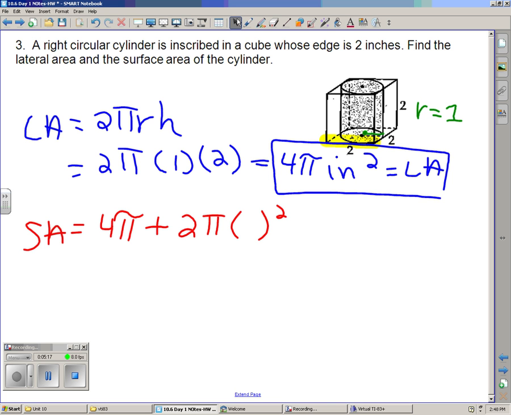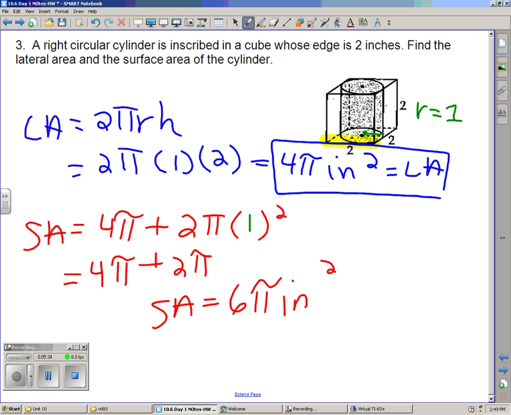And again, we know that the radius happens to be 1. This is nice and easy. We get 4 pi plus the 1 squared is 1 times 2 is going to be 2 pi. So here your surface area is going to be 6 pi inches squared. Again, it does not specify rounding instructions, so you do not need to round. You want the answer exact. All right, last part.